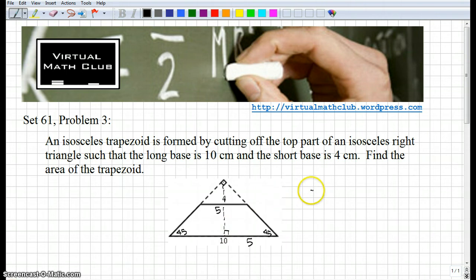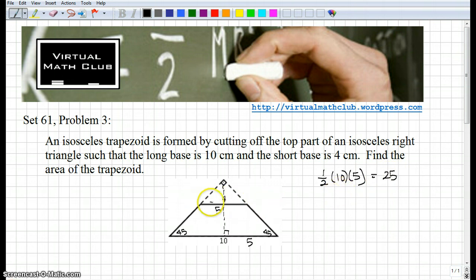So we can figure out the area of the original triangle before we chopped off the top. That's 1/2 base, which is 10, times 5, which is the height. One half base times height gives us 25. That's the original isosceles right triangle.